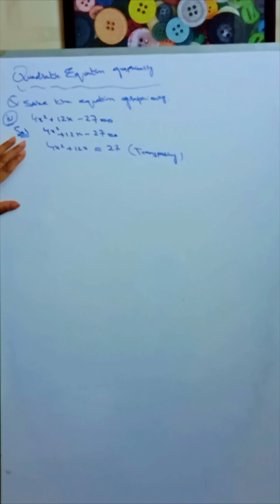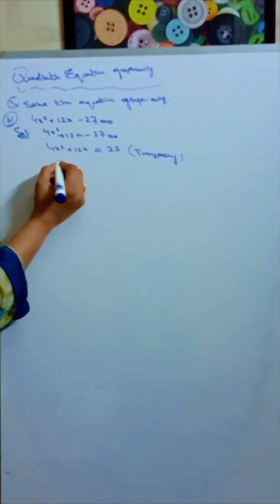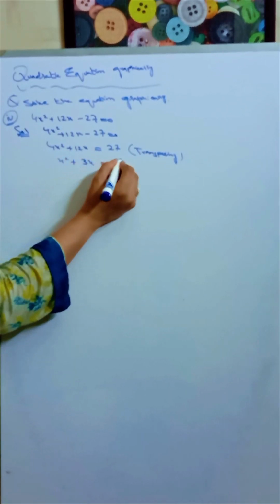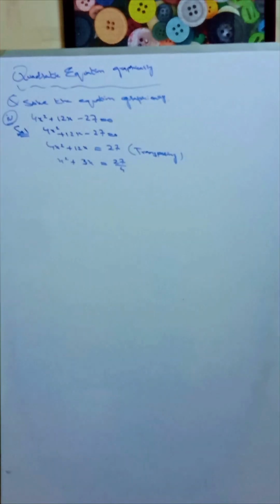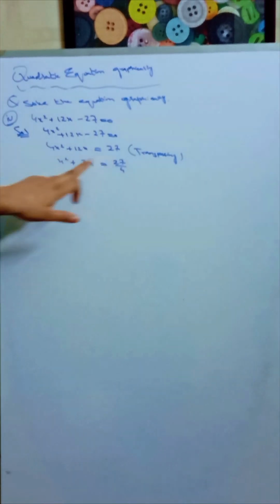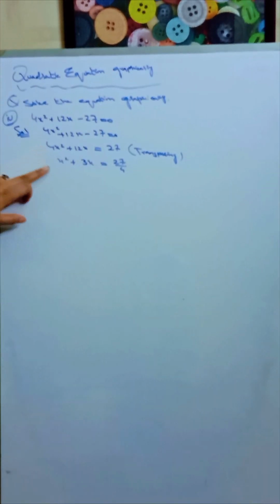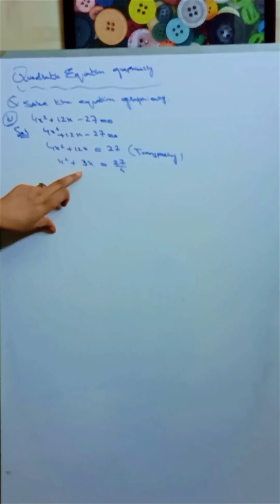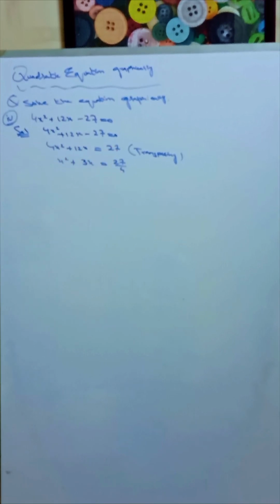So now what do we do? Divide the whole equation by the coefficient of x squared, that is 4. What will it become? x squared plus 12 by 4, that is 3x, equals 27 by 4. I hope it's clear. Dividing the whole equation by the coefficient of x squared, that is 4: 4 by 4 is 1, x squared, 12 by 4 is 3, 27 by 4.